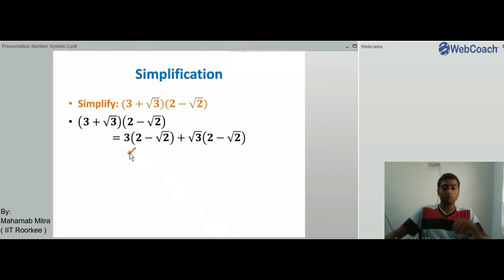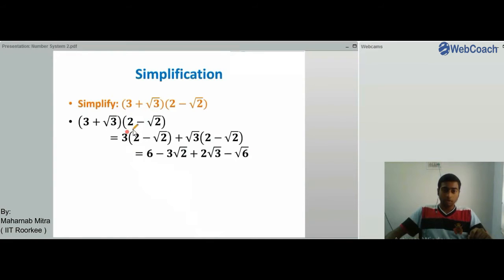Okay, so let's proceed with this simplification. First, we apply the distributive law as we had learned in earlier slides, right? Here we have taken this bracket as a chunk. First we multiplied 3 with this bracket, and then we multiplied square root of 3 with this bracket. 3 times this whole chunk, 2 minus square root 2, plus square root 3 times that same chunk, 2 minus square root 2, right? Now we are applying the distributive law once more. We multiply 3 times 2 to get 6. We multiply 3 times square root 2 to get 3 square root 2, and we must maintain the sign, it's minus only, right?